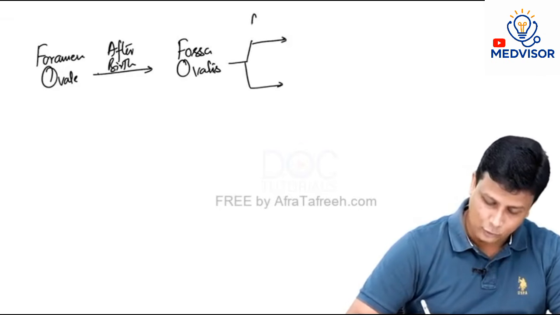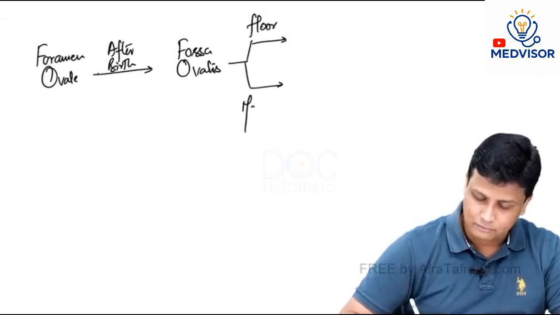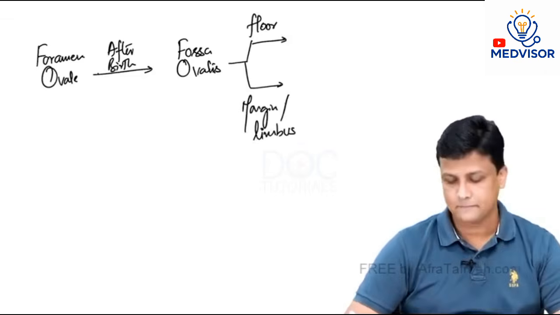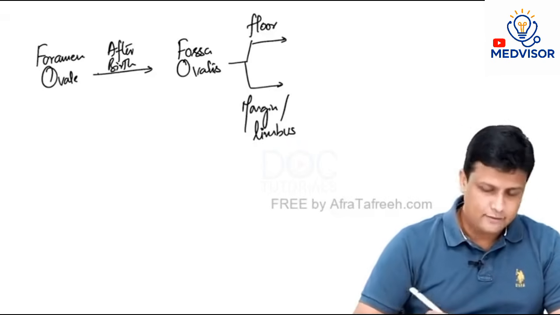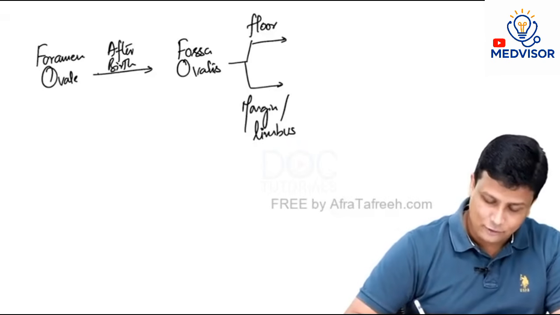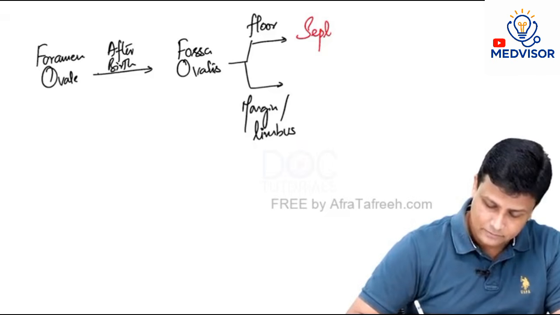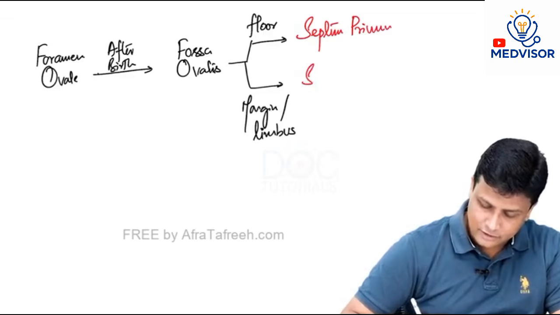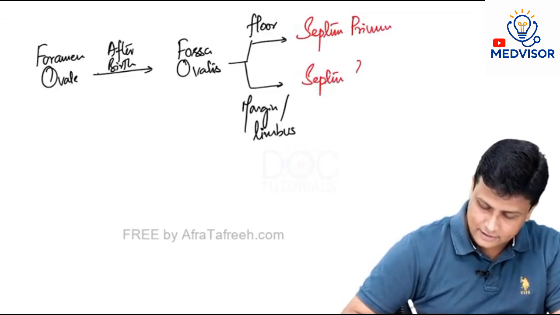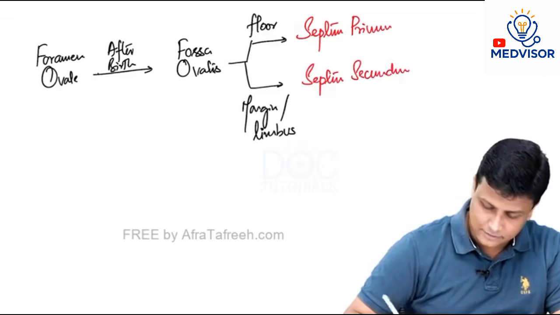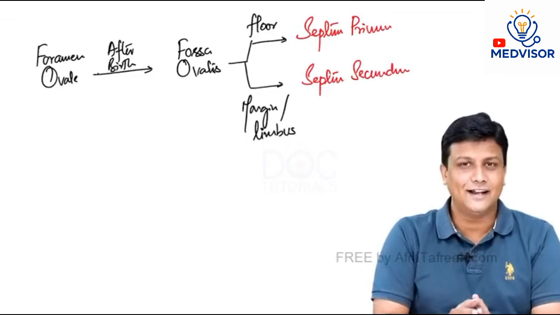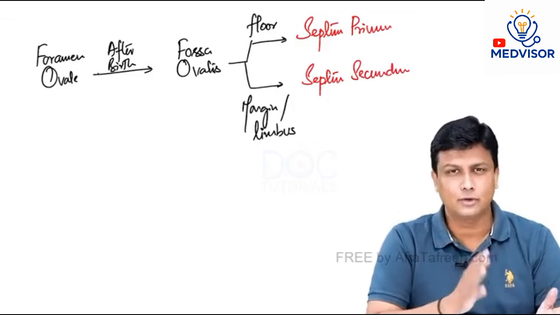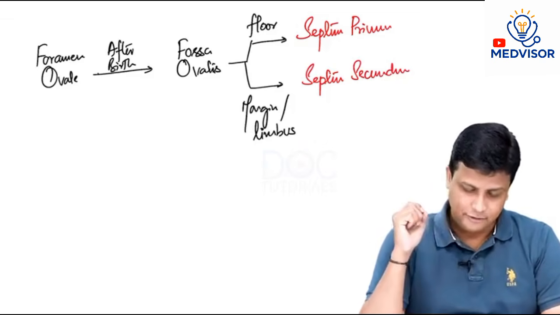Number 1, the floor of the fossa ovalis. Number 2, the margin. And the margin is also referred to as limbus fossa ovalis. And from our diagram, it is crystal clear. The floor is formed by septum primum, and then the margin is actually formed by the septum secundum, guys. And that completes the entire story of interatrial septum development. Development of interatrial septum before the birth, and then what's happening after the birth.